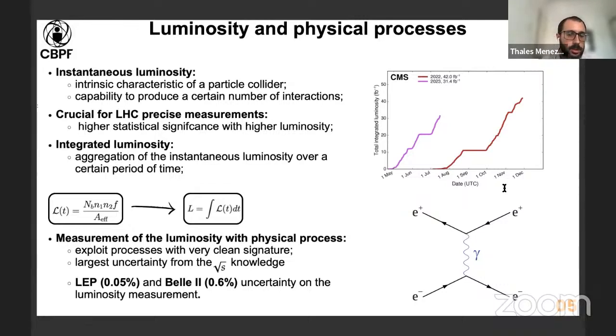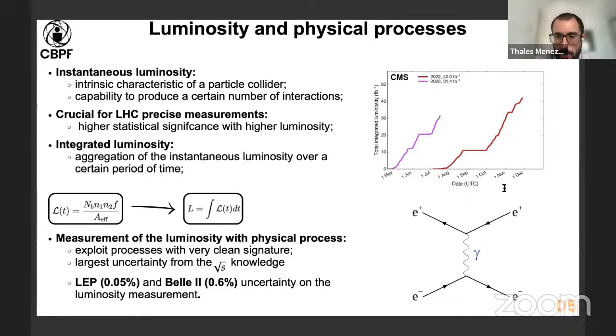And when we talk about the instantaneous luminosity over, for instance, the course of a year or a month, we have to define what we call the integrated luminosity, which is basically the aggregation of the instantaneous luminosity over a certain period of time. You can see on the right side, in red, the integrated luminosity for 2022, and in purple, the integrated luminosity delivered to the CMS in 2023. This comes from the integration of the instantaneous luminosity, which is a function of the number of bunches that are available, the number of particles in those bunches, and the effective area of collision, for instance.